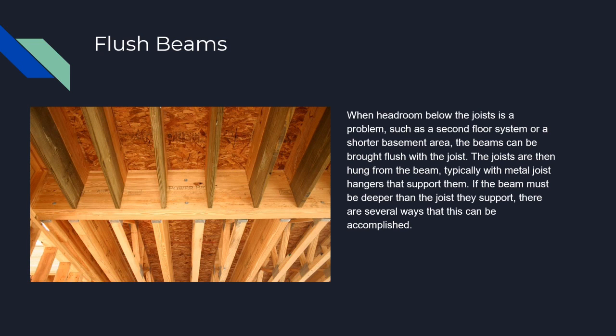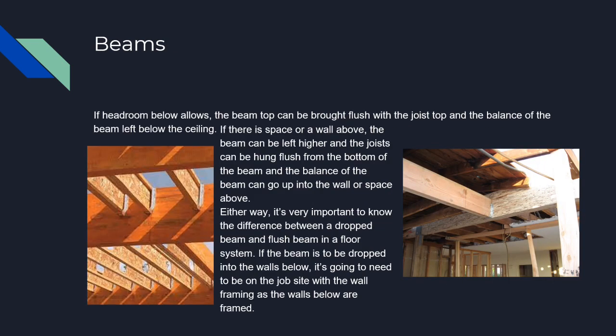When headroom below the joist is a problem, such as a second floor system or a shorter basement area, the beams can be brought flush with the joist. The joists are then hung from the beam, typically with metal joist hangers that support them. If the beam must be deeper than the joist that they support, there are several ways that this can be accomplished. If headroom below allows, the beam top can be brought flush with the joist top and the balance of the beam left below the ceiling.